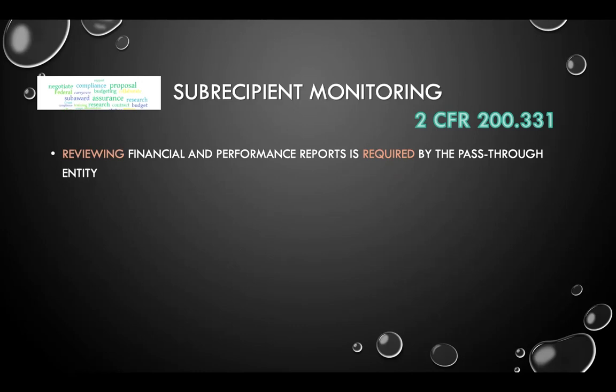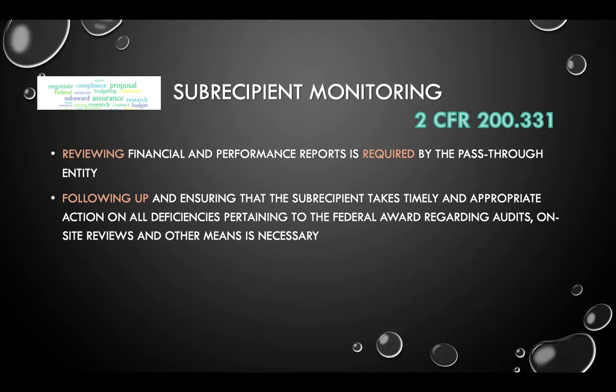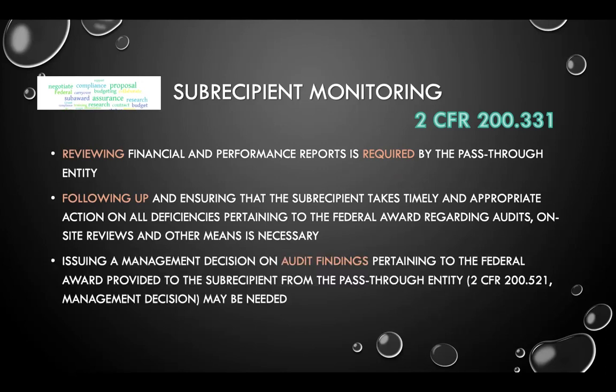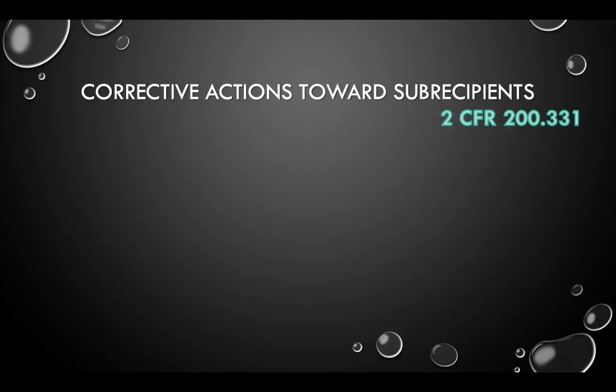Reviewing financial and performance reports is required by the pass-through entity. Following up and ensuring that the subrecipient takes timely and appropriate actions on all deficiencies pertaining to the federal award regarding audits, on-site reviews, and other means is necessary. And issuing a management decision on audit findings pertaining to the federal award provided to the subrecipient from the pass-through entity. See 2 CFR 200.521: management decision may be needed.